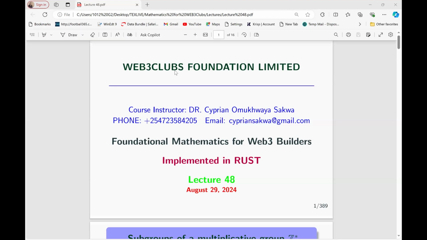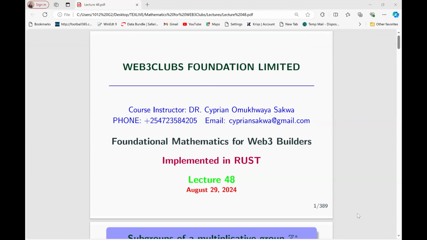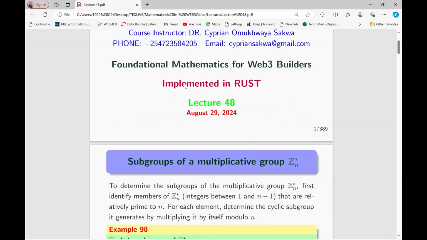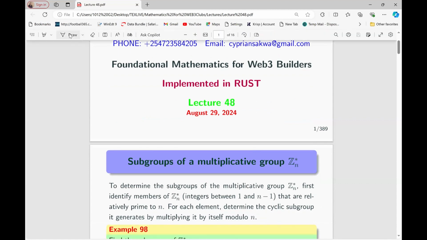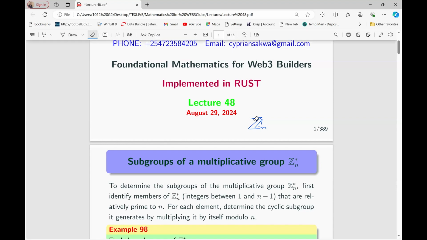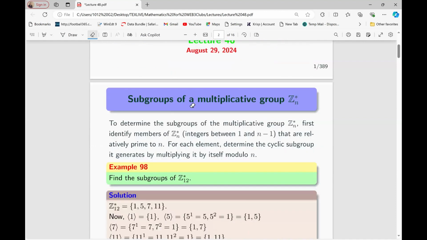Let us begin our lesson today. We want to look at subgroups of a multiplicative group. The other time we looked at subgroups of an additive group, Zn, that is integers mod n. Now this time we want to look at how we get subgroups if the group is multiplicative. So that is our mission today.